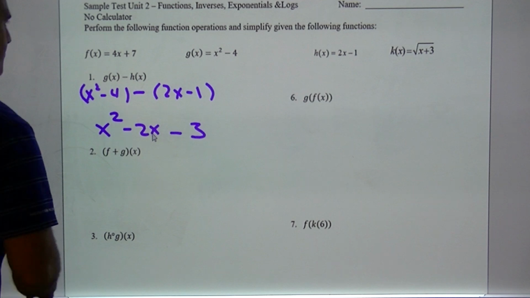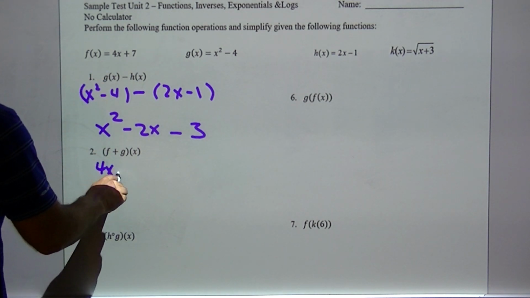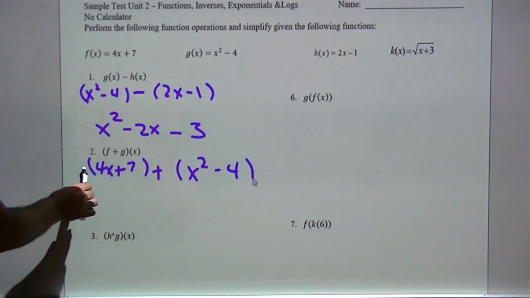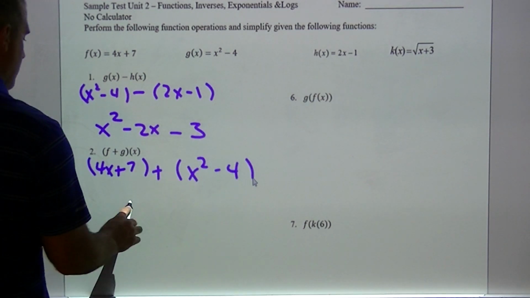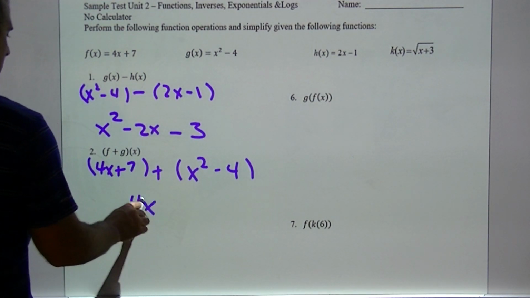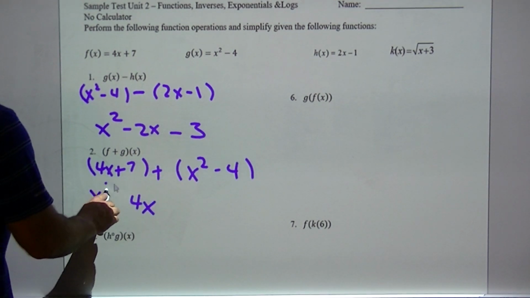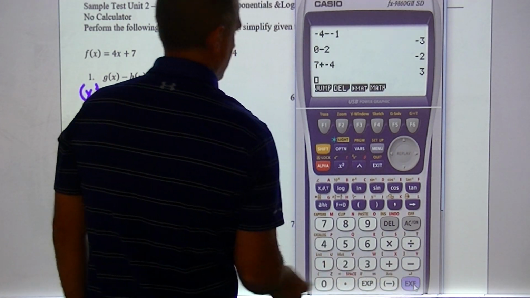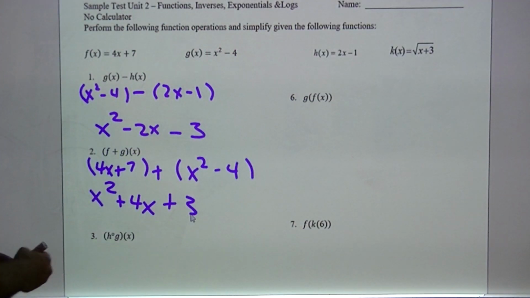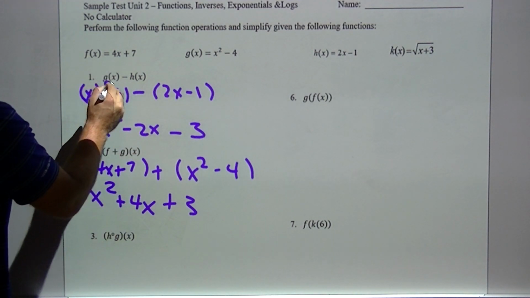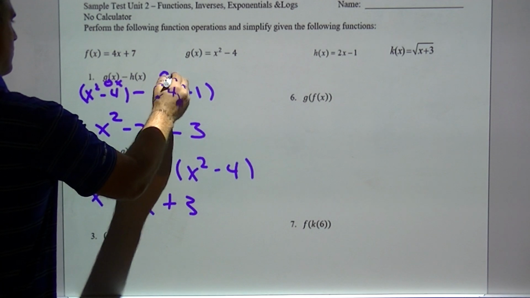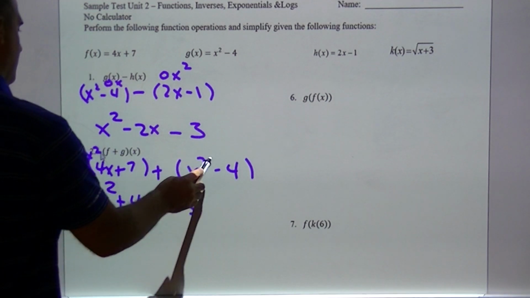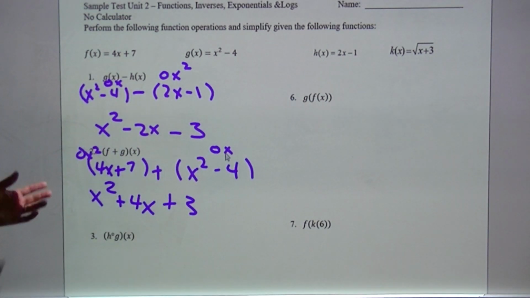Okay? This is going to be f plus g of x. So 4x plus 7 plus x squared minus 4. The 4x, no x squared over here, would just be 4x. 0 plus x squared would just be x squared. 7 plus negative 4 is 3. Okay? So what you can do here is treat it like this is 0x squared over here, just so you have the terms. Same thing here, this would be 0x squared, and then 0x. So if you need that, okay?